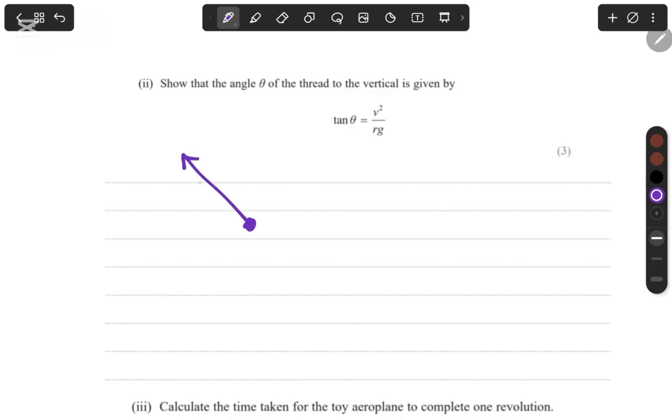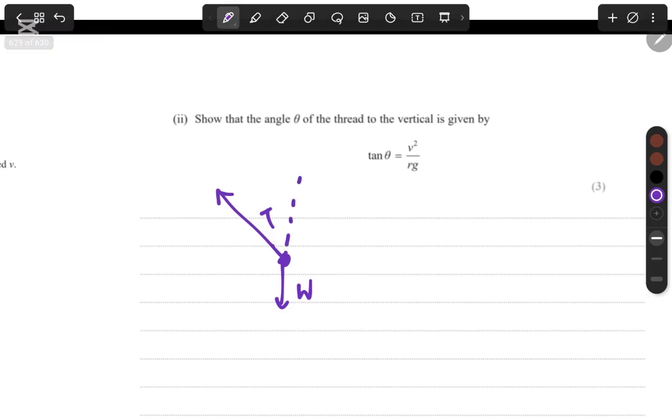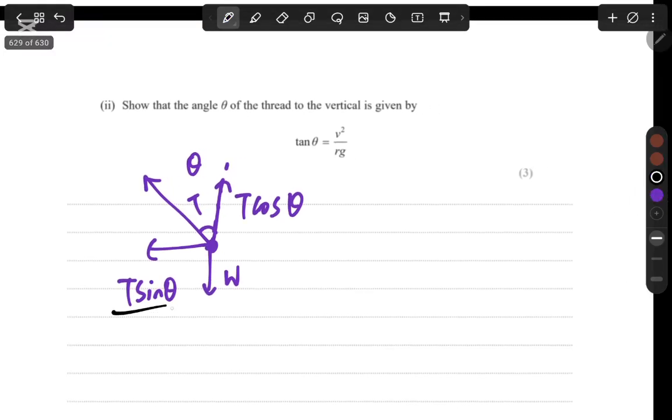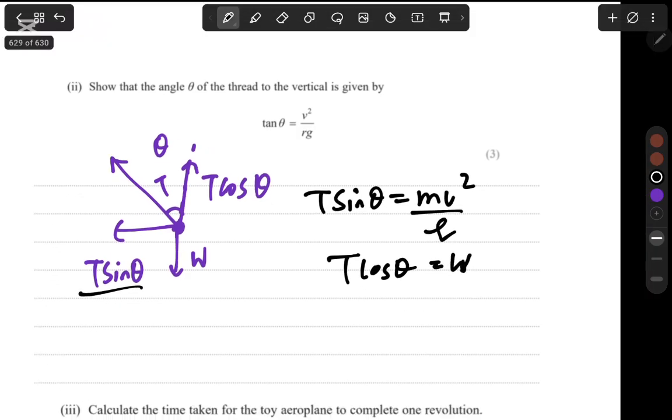So we've got this tension, we've got the weight, and you can see that these two angles are going to be the same thing. Okay, these are alternate angles. So this is going to be theta. So this can be T cos theta. This will be T sin theta. So T sin theta is going to be the centripetal force. T sin theta is equal to mv squared over r. T cos theta is going to be equal to W. Both of them will balance out, so the object will not have any vertical motion.